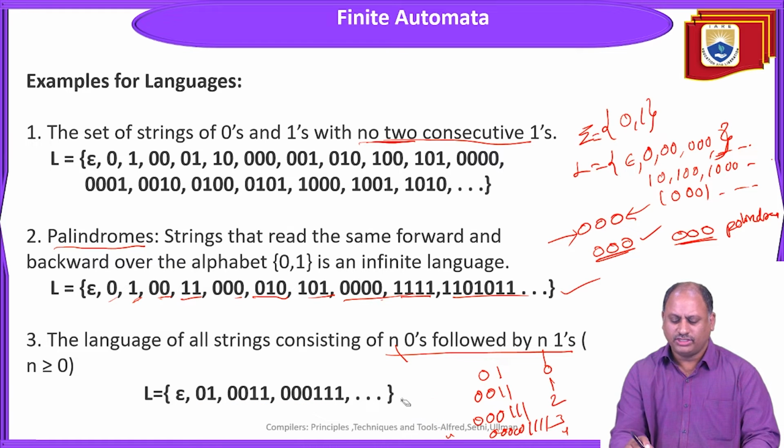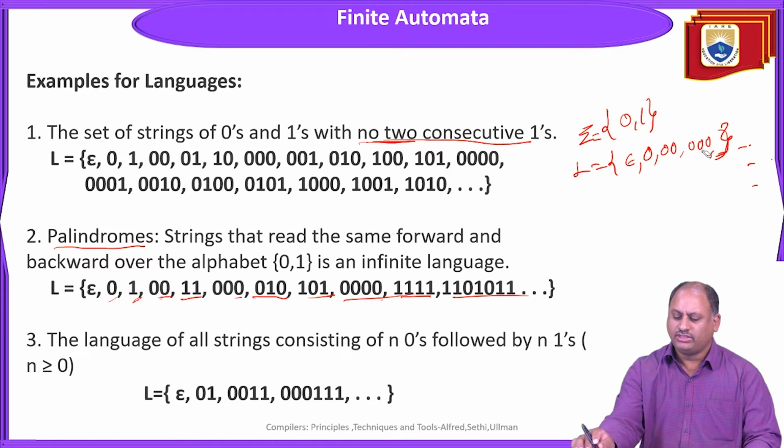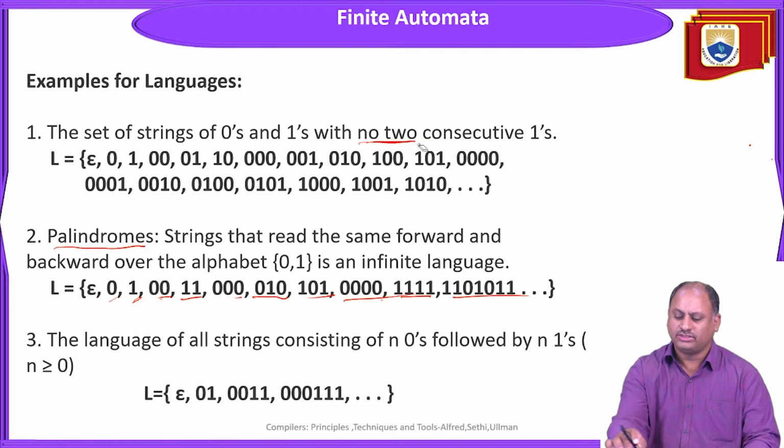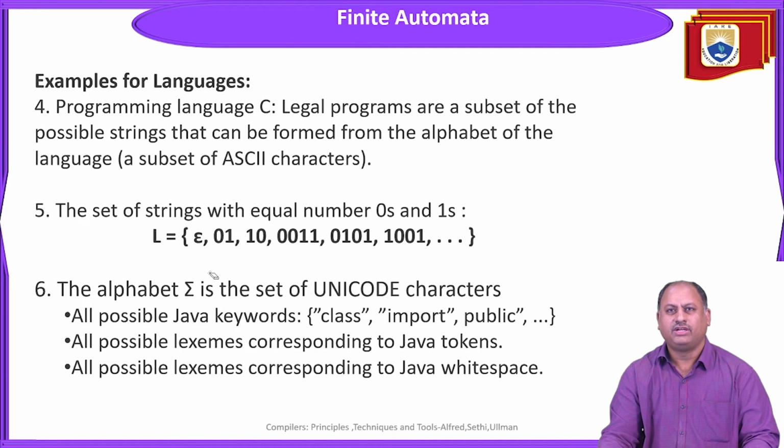Sometimes we have seen the example of palindrome, and we can also see the number of zeros with number of ones, and there is no consecutive ones in the first example, where each forms an infinite number of strings over the alphabet 0, 1. So such types of languages are called infinite languages.